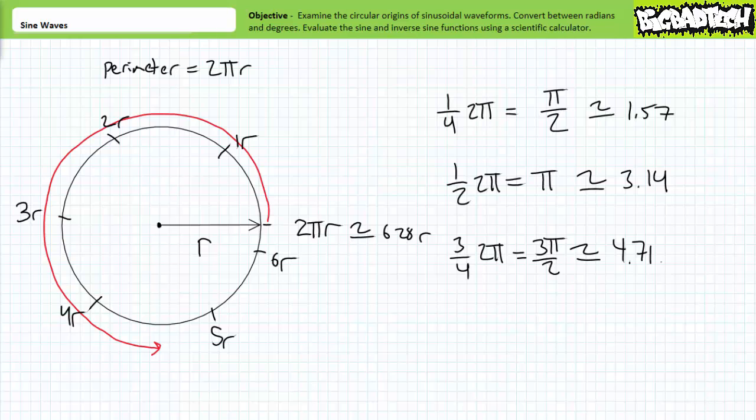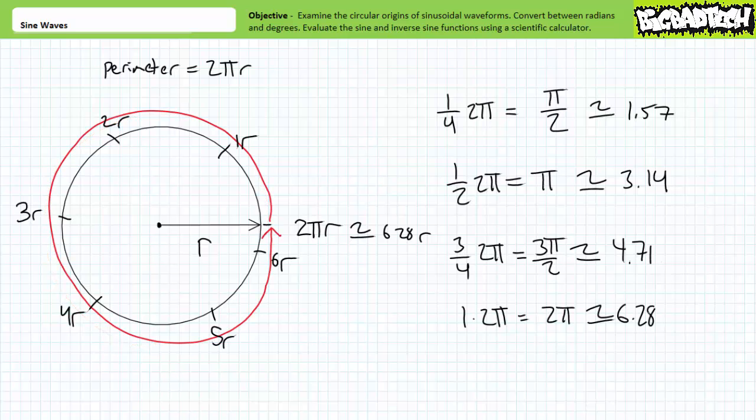If the point continued to travel in the counterclockwise direction 3/4 of the way around the circle, it would have traveled 3/4 times 2 pi, or 3 pi over 2, or approximately 4.71 radians. And if the point continued to travel counterclockwise all the way around the circle, it would have traveled 2 pi radians, or approximately 6.28 radians.